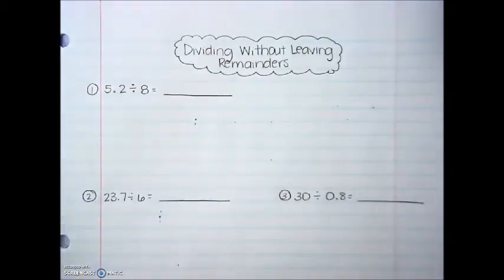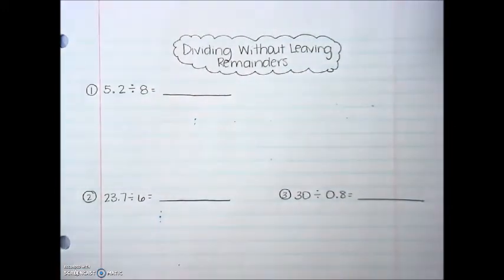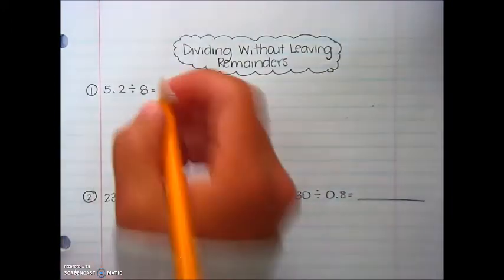Okay, so you know by now that you are not going to see questions that always end with a nice, neat, even answer. You know there's probably going to be a remainder somewhere. So let's walk through that 5 and 2/10 divided by 8 together. I'm going to do this one with the box method, but if you prefer the traditional method, you can use that as well. I will show you that in one of our next examples here.